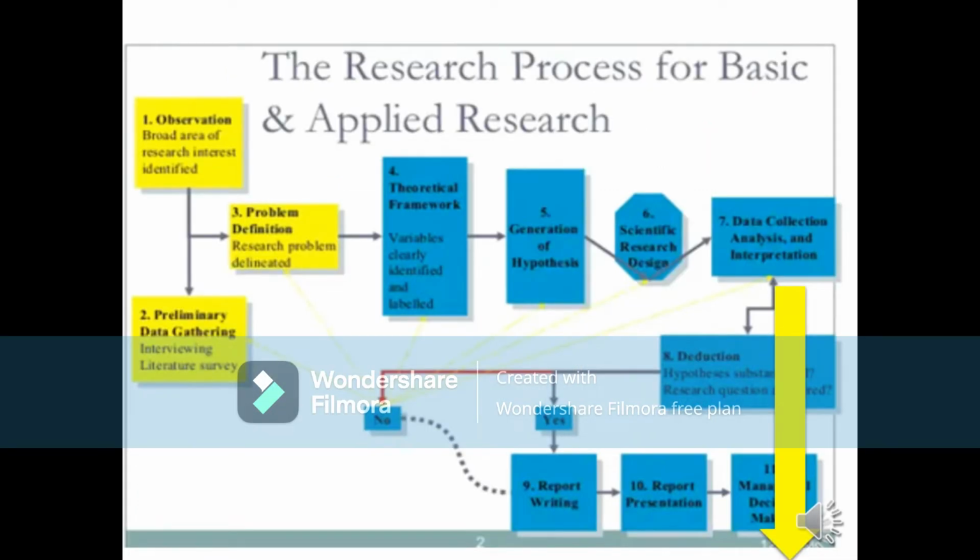As you know, in the research process for basic and applied research, scientific research design is step 6, and data collection method, analysis and interpretation is step 7. Our module 3 is focused on data collection methods and the framework, and how important data collection is, how we can collect data in different forms, types, and ways by the researcher.